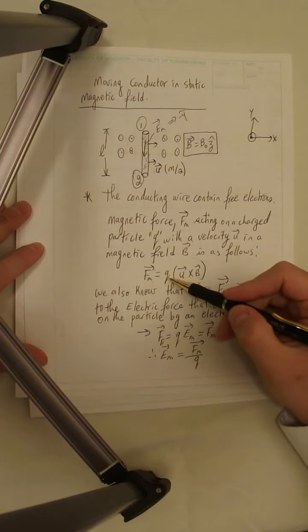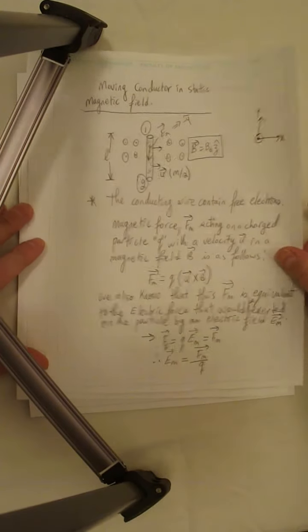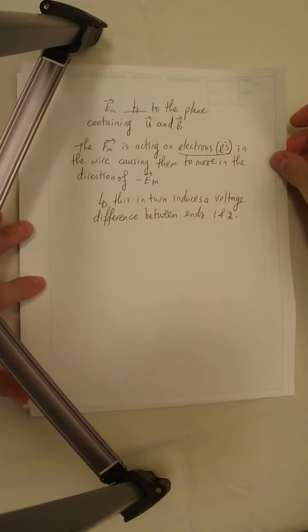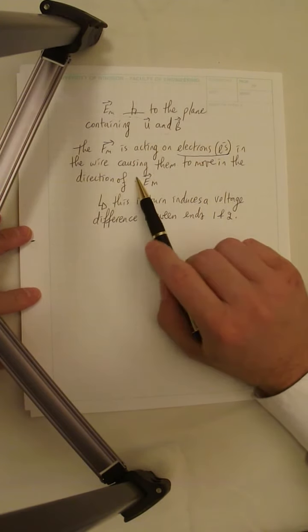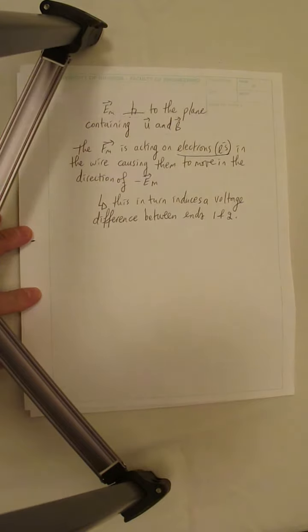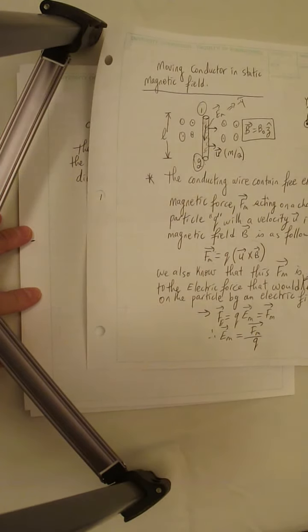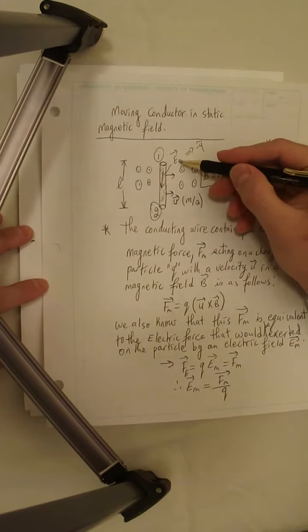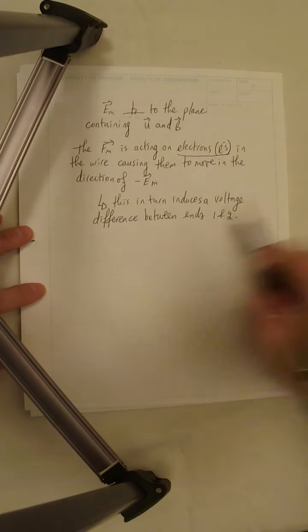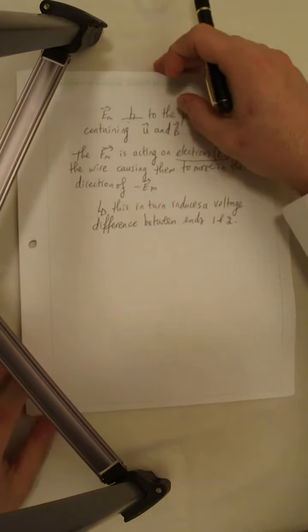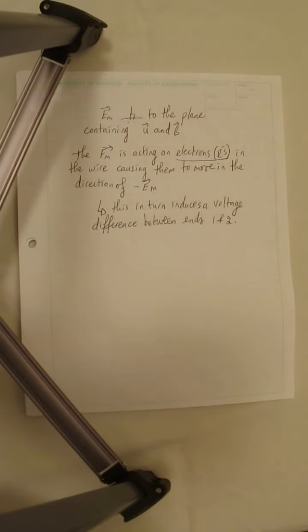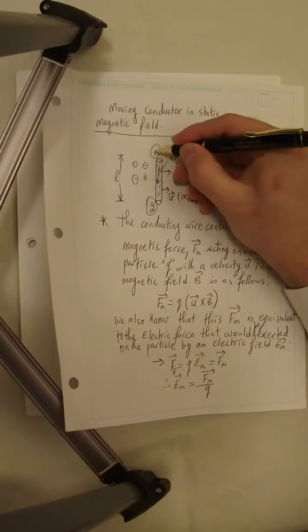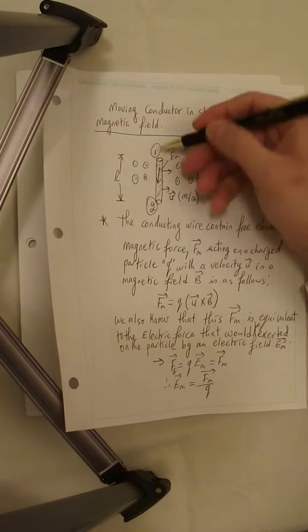Now if the charge is a negatively charged particle, which in this case it is, since the force is acting on the negatively charged particles in the wire, this causes them to move in the direction of the negative motional electric field. What's important to note here is that this in turn induces a voltage difference between ends 1 and 2.